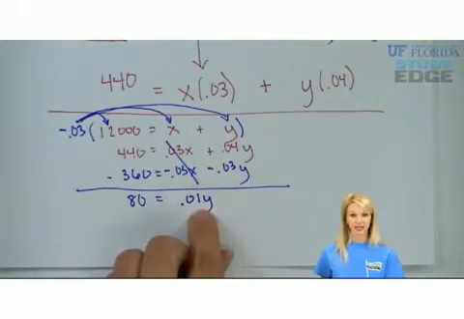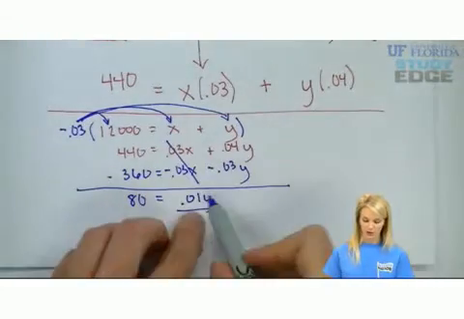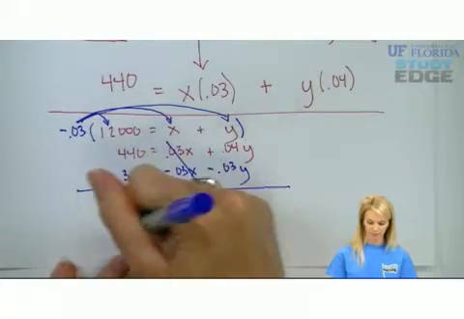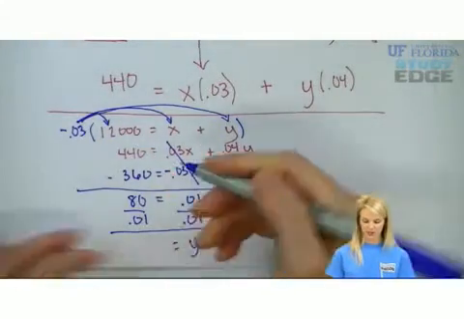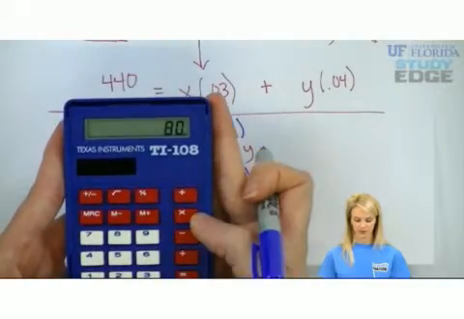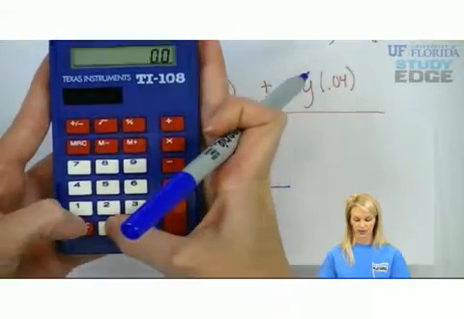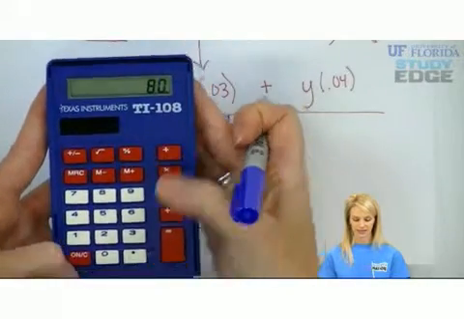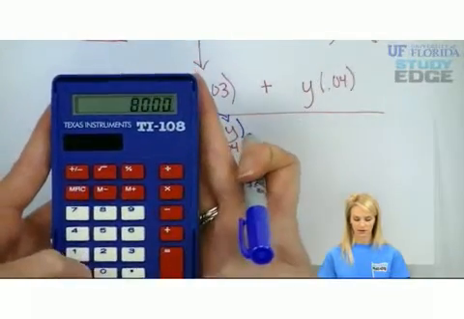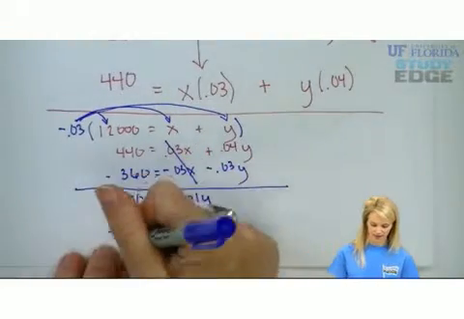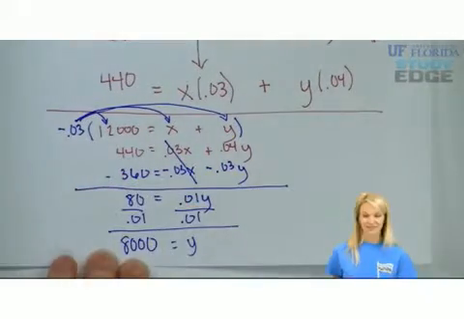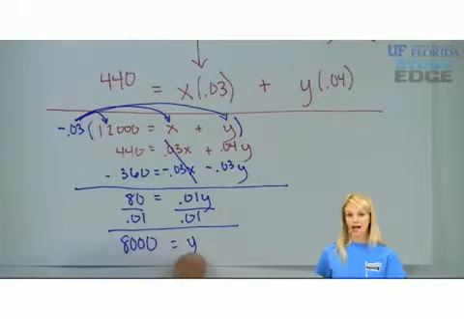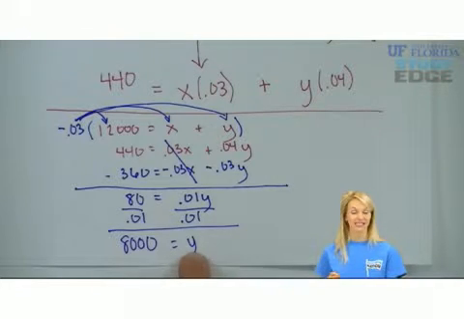Well, all we need to do now is get y by itself. So y is being multiplied by 0.01. Let's divide both sides by 0.01. So we get y equals, what's 80 divided by 0.01? Whoop, calculator mistake. 80 divided by 0.01, and I get $8,000. $8,000 is the amount invested at 4% interest. Remember, we called that y.